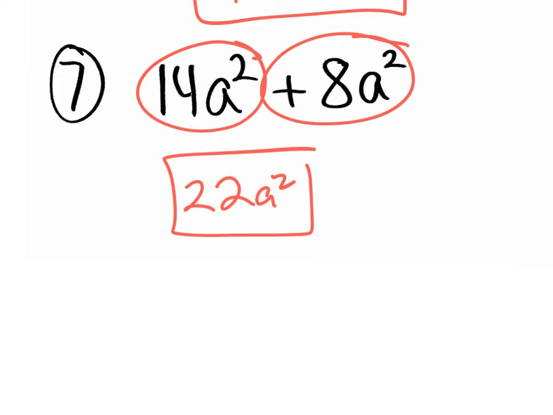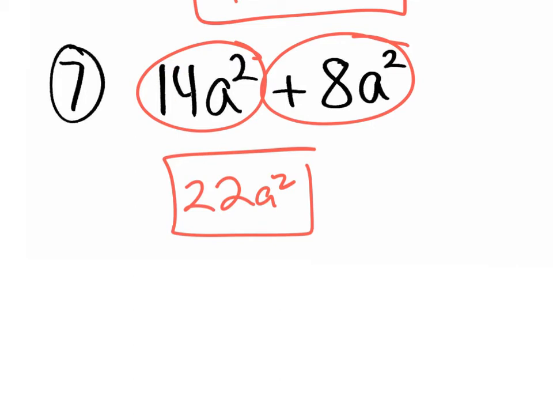Okay guys, so you just asked a good question. When do I add exponents or something like that? See, exponents are really multiplication, so the only time exponents change is if you were multiplying. Like a times a, yeah, that becomes a squared. A squared times a squared, yeah, that becomes a to the fourth. But right here, you're just combining like terms.